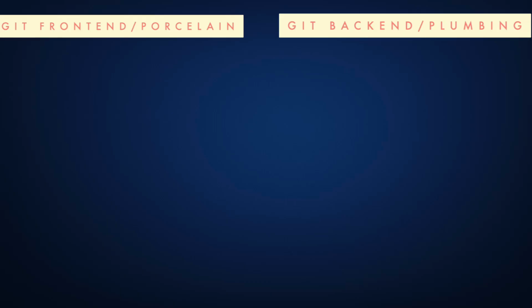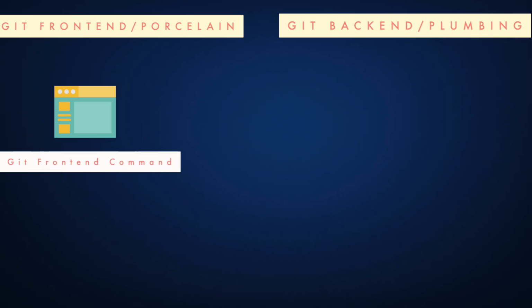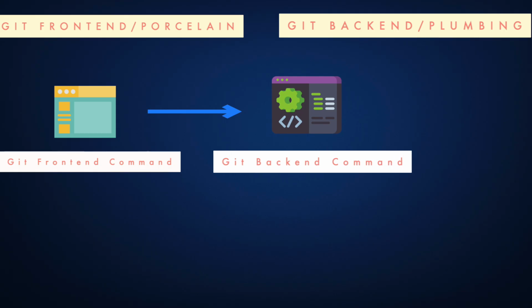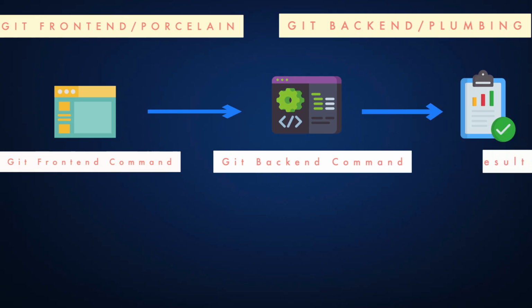What really happens is whenever you run a git frontend command, behind the scenes git runs some backend commands, and these backend commands are a lower level of abstraction to achieve the result. So with every frontend command, there is a backend command associated with it.